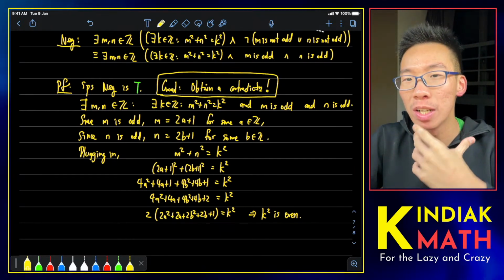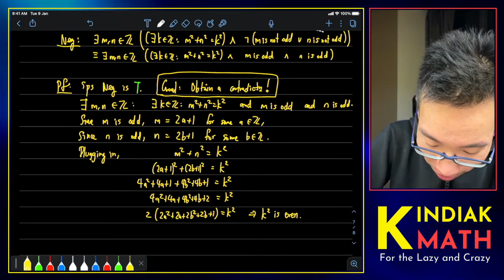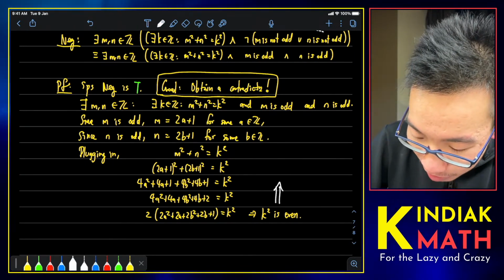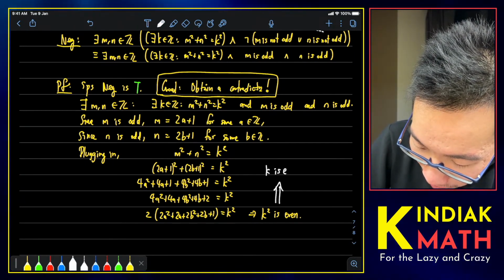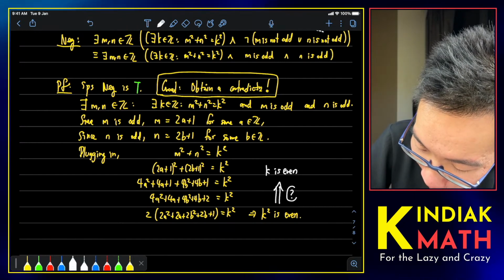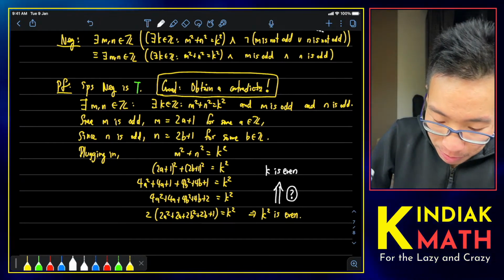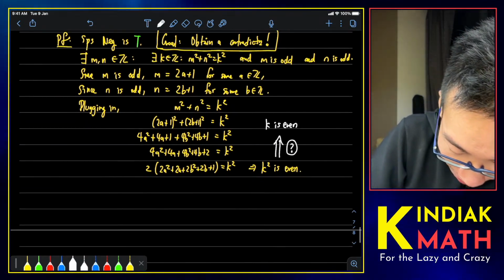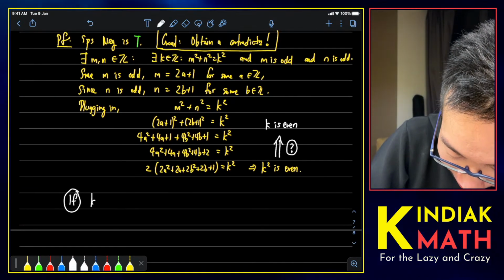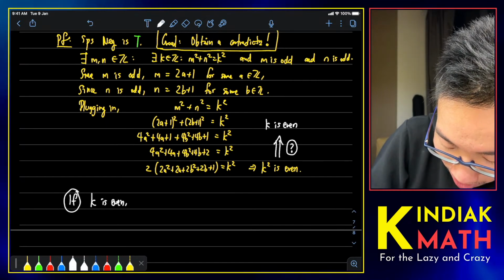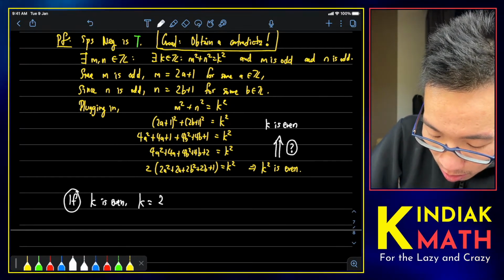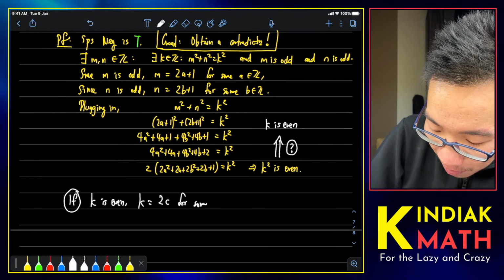So what I would love to be true, and we will have to prove this if we need to, I would love this statement to be true. Now, why would I love this statement to be true? So here's why. If I can show that k is even, then k is equal to 2c for some integer c.